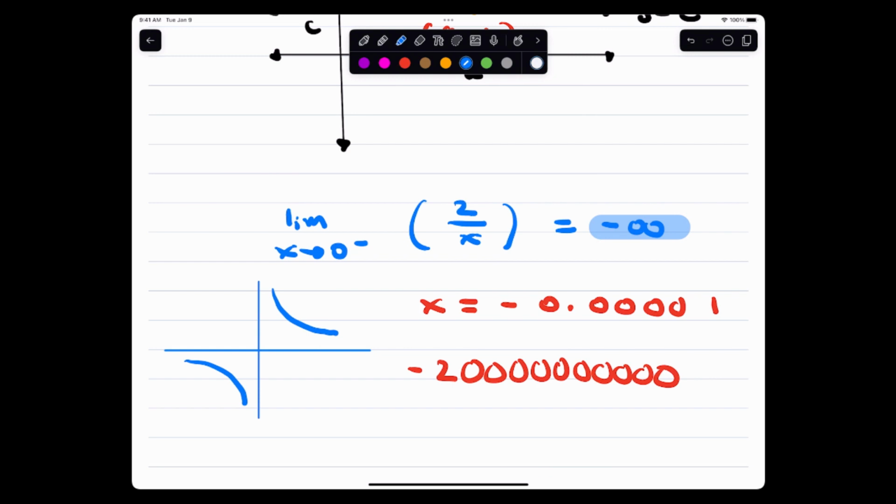Either the picture or what? Your calculator. All right, you guys okay with that?